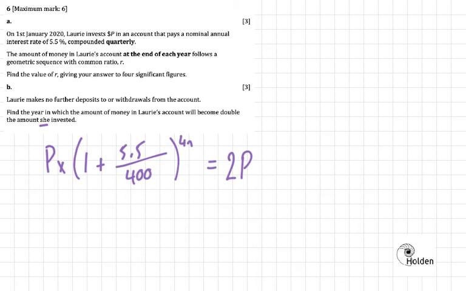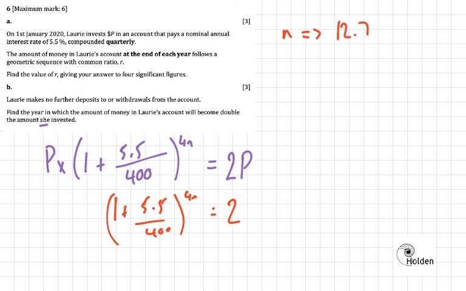From there, we've got loads of different ways of solving this. So we could say that we need 1 plus 5.5 over 400 to the power of n to equal 2, because we're dividing both sides by P. And when you work through that, with the calculator's financial solver, the next video in the playlist will be the financial solver or the GDC on how you do this, you should end up with n implies 12.7 years.